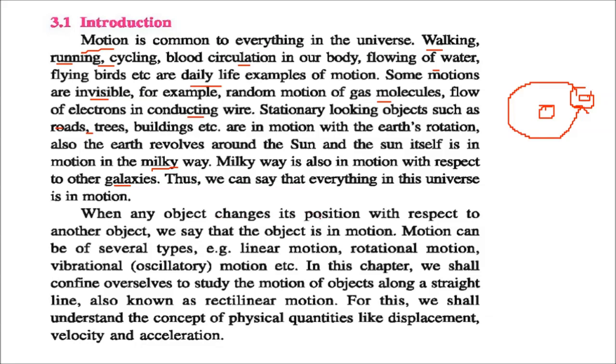So when any object changes its position with respect to another object, that is, if this is an object, and this is an object, and this is moving with respect to this object, we say that this object is in motion. And motion can be of various types. It can be linear, it can be rotational, it can be vibrational, like the oscillation. You have seen the pendulum. So we will confine ourselves to motion in a straight line, which we also know as rectilinear motion. We'll try to understand the displacement, the velocity, and the acceleration.